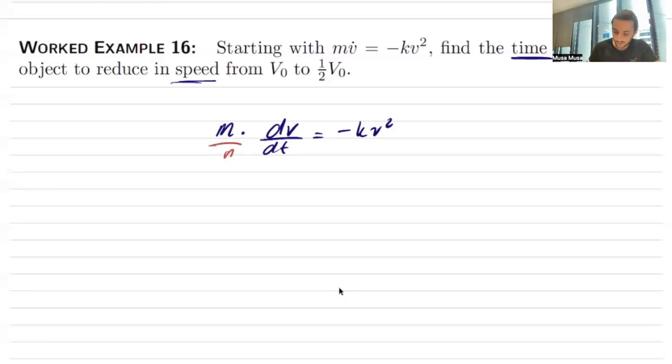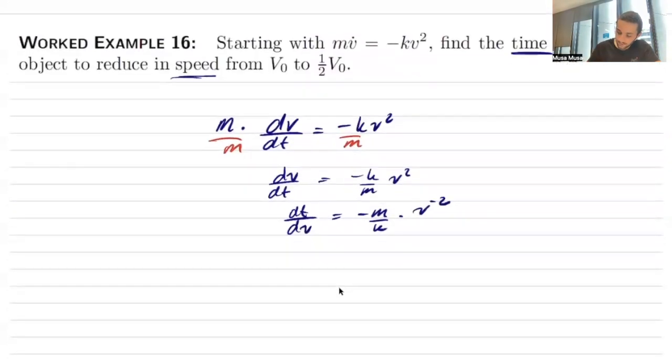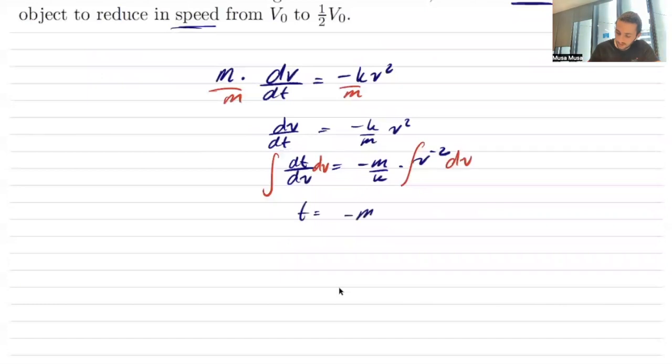Maybe actually I'll divide by m first. And then you get dv dt equals minus k on m v squared. And then if we take the reciprocal, we get minus m on k v to the minus 2. And then integrating both sides with respect to v, just like that, we get t equals minus m on k. Adding 1 to the power and dividing by the new power makes that a positive, makes that a v to the minus 1, plus c.